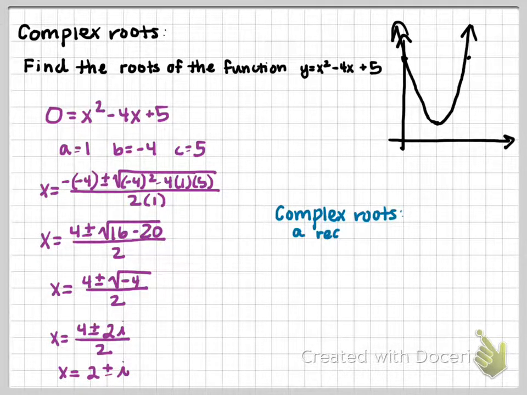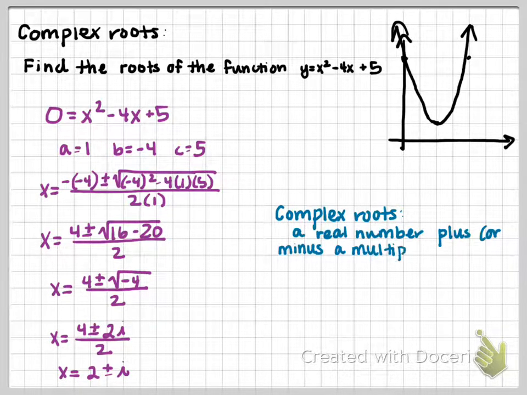The definition of complex roots is a real number plus or minus a multiple of i. So you'll notice here I've got 2, which is a real number, and I've got plus or minus just 1i in this case. It could be plus or minus 3i, 4i, whatever you want to do with that. But a complex root, the definition is that real number plus or minus some multiple of i. So make sure you get that down in your notes as well.